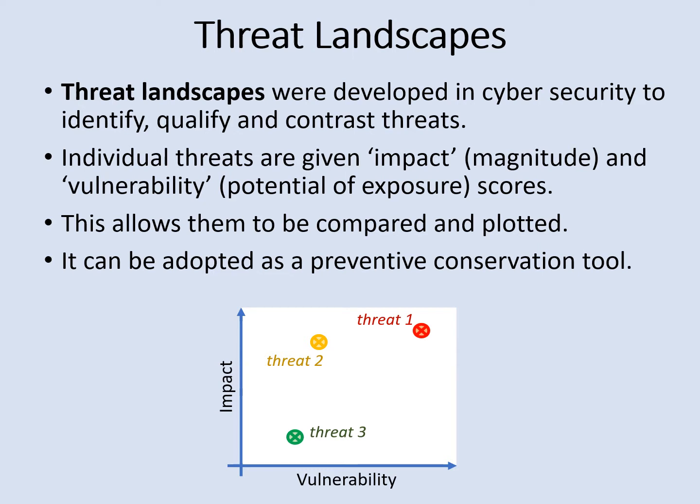Individual threats in this scheme are given an impact rating and a vulnerability rating, with vulnerability relating to the potential to exposure to a certain threat. This allows particular threats to be compared and also plotted graphically in a way which makes them easier to interpret. The nature of this tool means it can be adopted usefully as a technique to be used in preventive conservation, as I will demonstrate in the following slides.